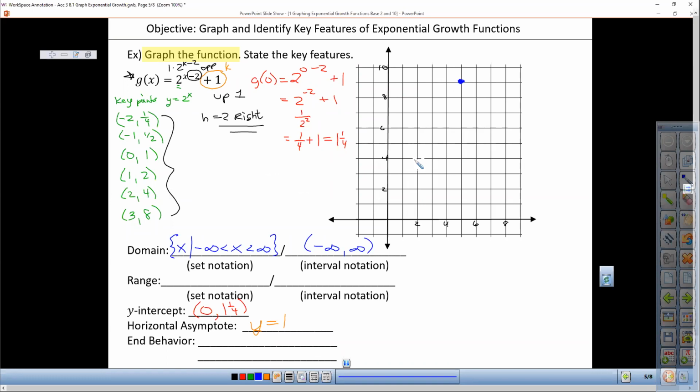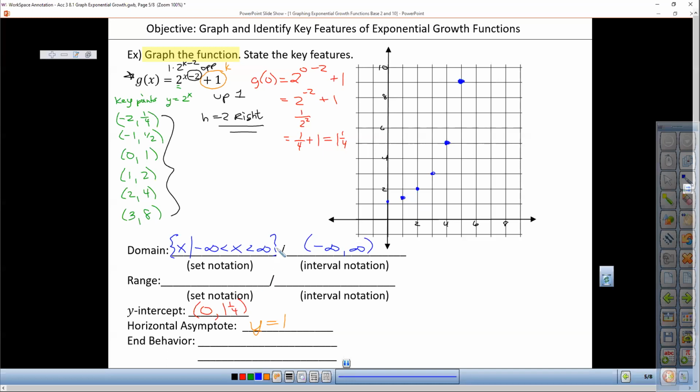2, 4 is going to move right 2 and up 1. So it's now here at 4, 5. And now I'm at 1, 2. So 1, 2 moves right 2, up 1. 0, 1 moves right 2, up 1. It's at 2, 2. Now I'm at -1, 1/2. It would move right 2 and up 1, which would put it here at 1, 1.5. And then -2, 1/4, which is right about here. Whoops, 1/4 is there. Would move right 2 and up 1. And notice that that's at 0, 1 and 1/4, which corresponds to my calculation for my y-intercept that I did earlier.